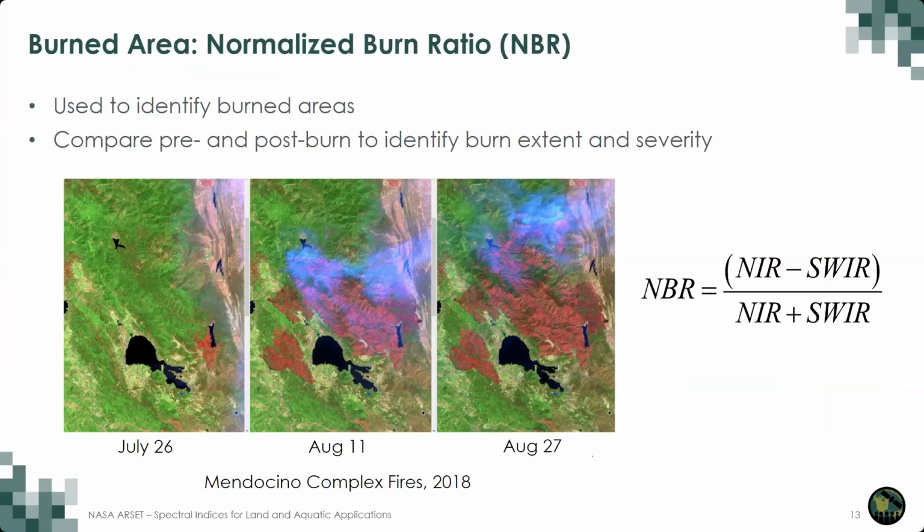Here you can see an example of NBR in action. These images on the left show pre, during, and post-fire NBR from the Mendocino Complex fire that burned in California in 2018. The area in red outlines the total area impacted by the fire.